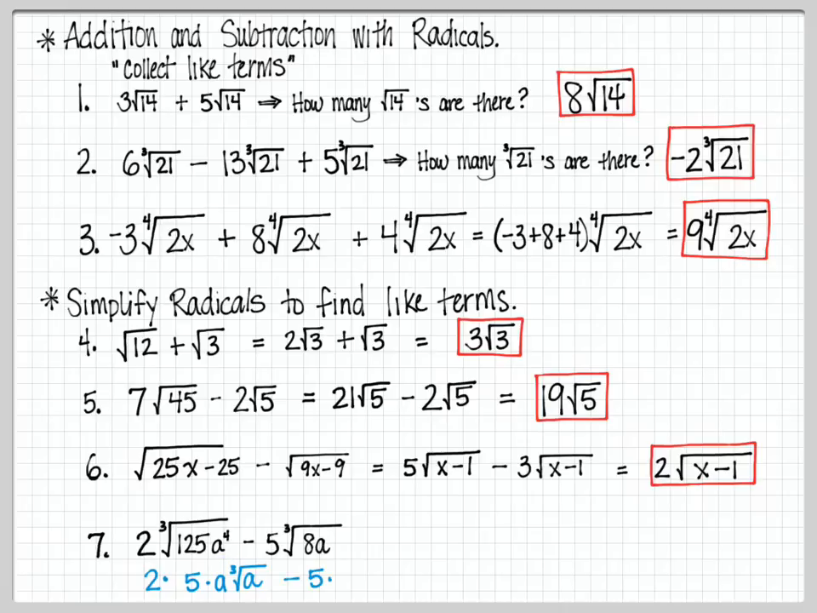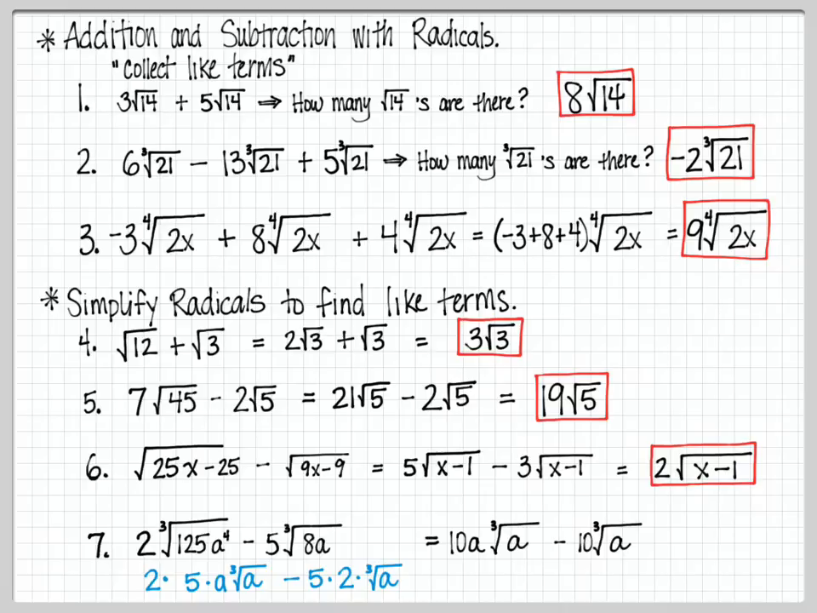This next one, I have the minus 5 and then the cube root of 8a. But the cube root of 8 is 2, so it comes out. And then the cube root of a, well, there isn't one, so it just stays there. Now I can simplify each of these, so the 2 times 5 times a gives me 10a, and then I have cube root of a. The second one, I have minus 5 times 2, so I have minus 10 cube root of a.